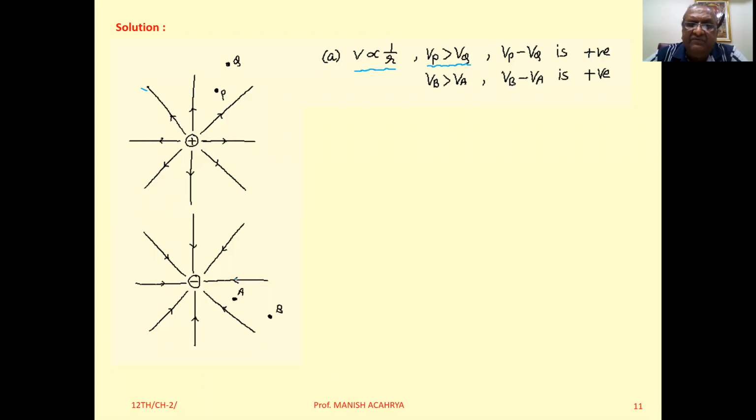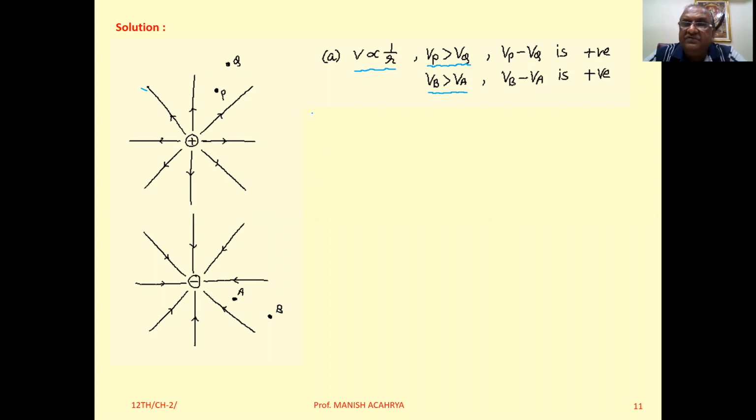And see the second figure. Charge A is closer compared to B. But here, why do we write Vb is greater than Va? Because here, the potential at A is more negative compared to B. So the value that is more negative is smaller, and the value that is less negative is bigger, right? So Vb is greater than Va.